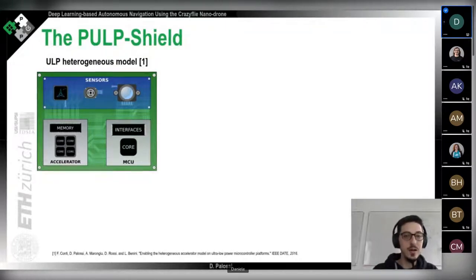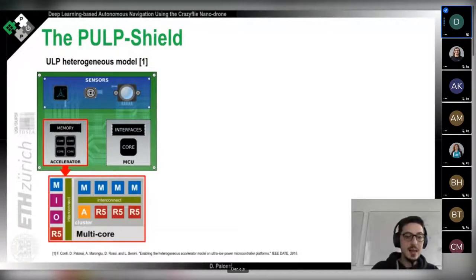If you want to interface with the external world, the MCU can easily offer many interfaces. If you need to perform a heavy computational workload, the accelerator, the GPU, or the cluster in our case, is the way to go. And for us, this part was represented by the multi-core cluster that I showed you before.